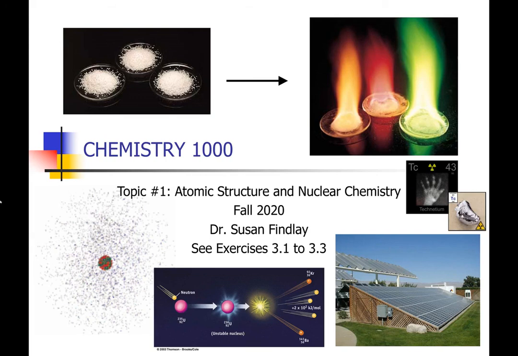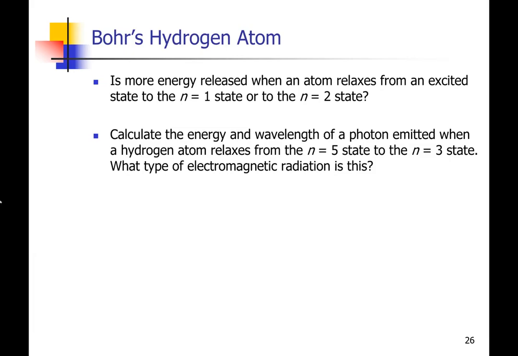So in the last two videos, we talked about line spectra and how Bohr used the data from the line spectra experiments to develop his model of the atom. In this video, we're going to do a couple of sample calculations relating to that model of the atom to hopefully give us a bit better understanding of what it's telling us.